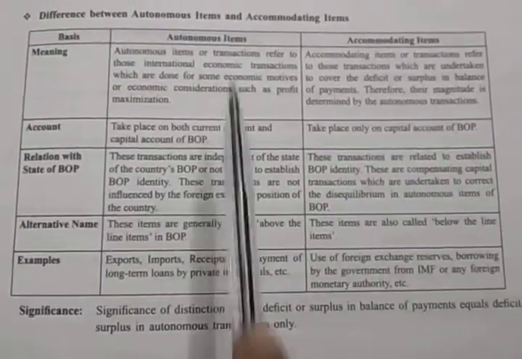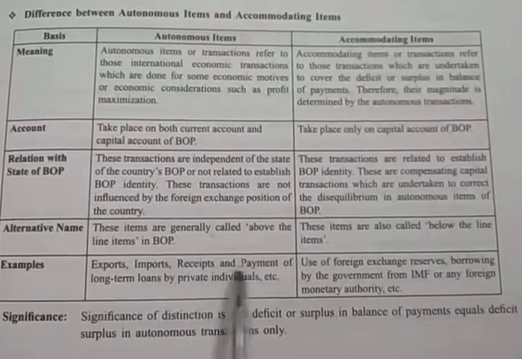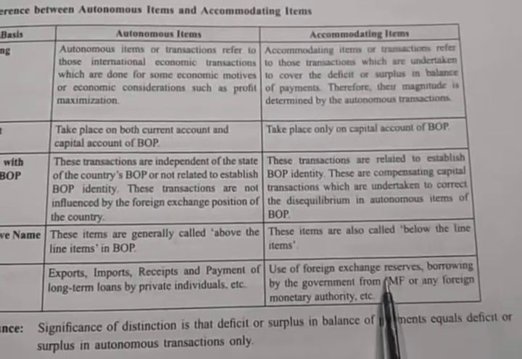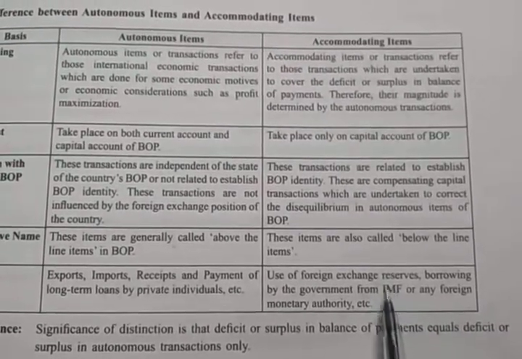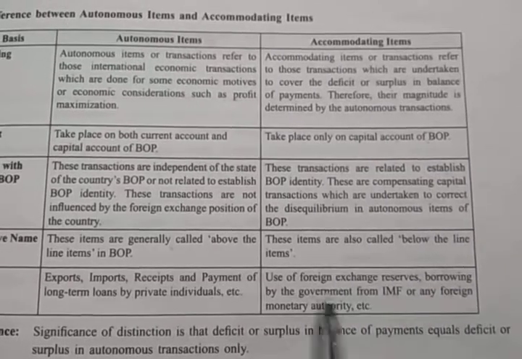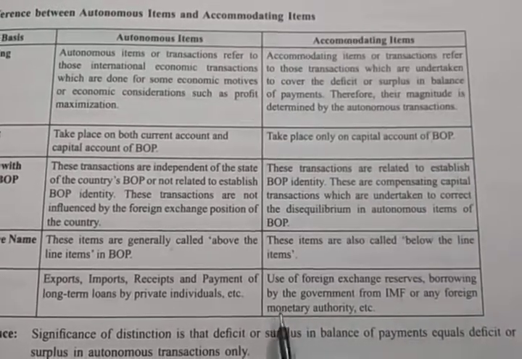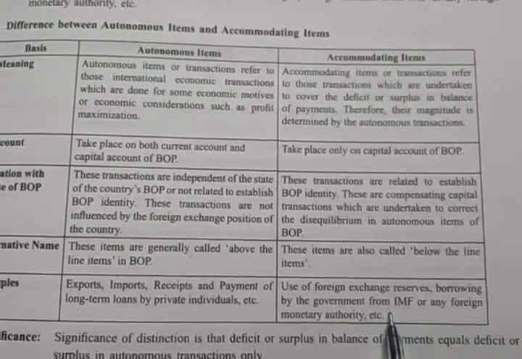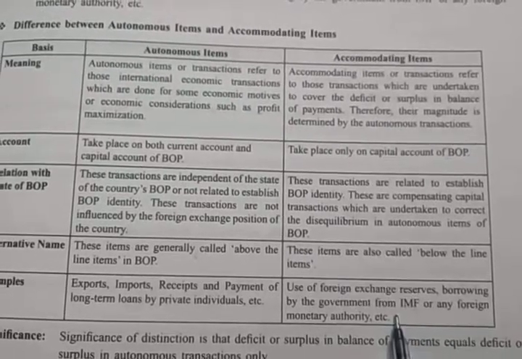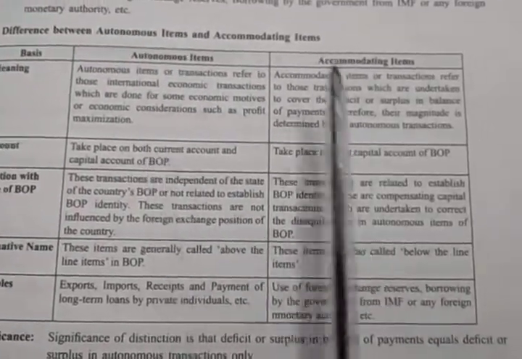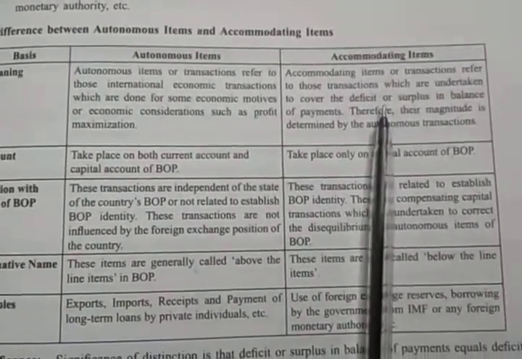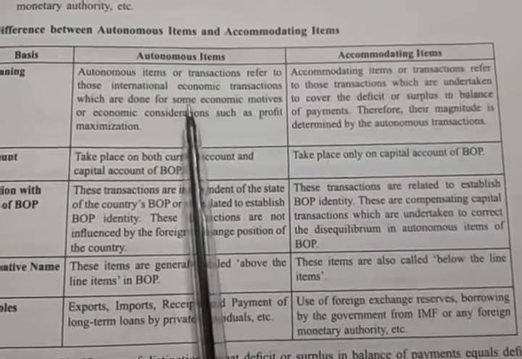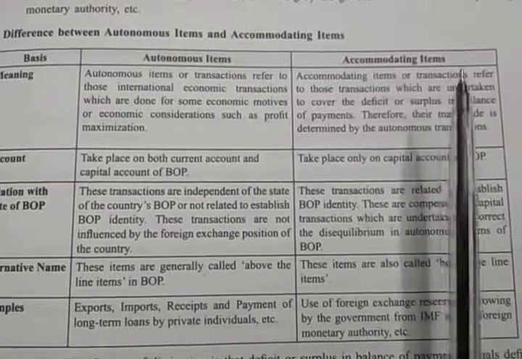Now, examples of autonomous items: exports, imports, receipts, and payments of long-term loans by private individuals. Whereas for accommodating items, because here the RBI uses its tools, examples are the use of foreign exchange reserves and borrowings by the government from the IMF or other foreign monetary authorities, which are used as accommodating items by the monetary authority of the country. So this is the difference between autonomous items and accommodating items. Exactly, the deficit and surplus in the BOP always arise due to the autonomous items, and the balance can be achieved by inserting the accommodating items.